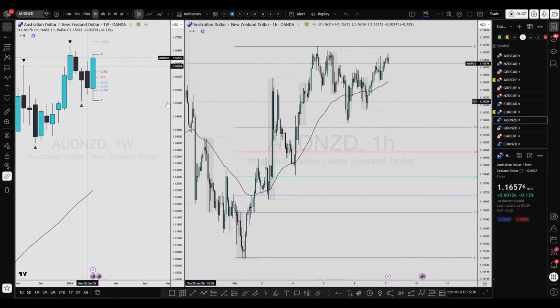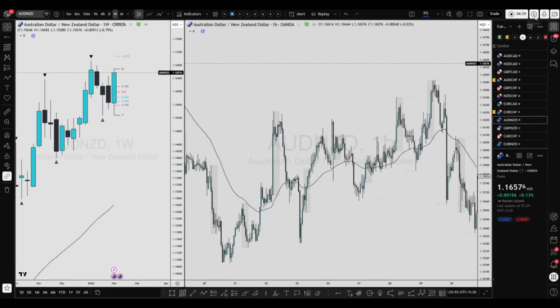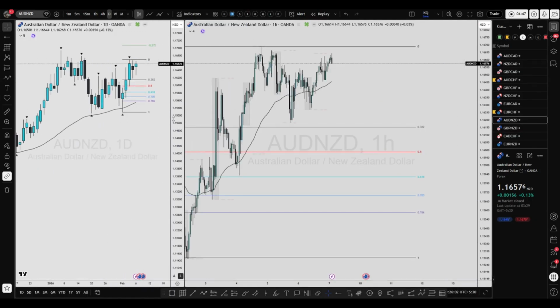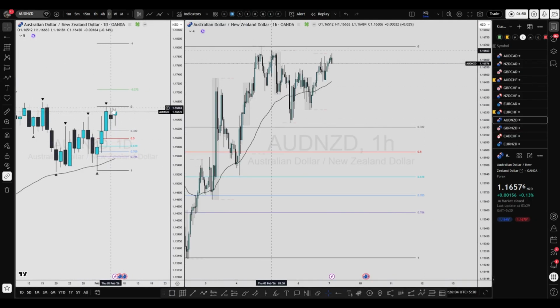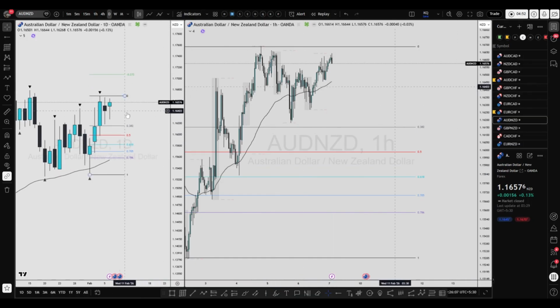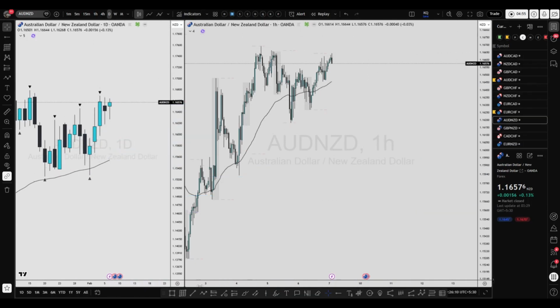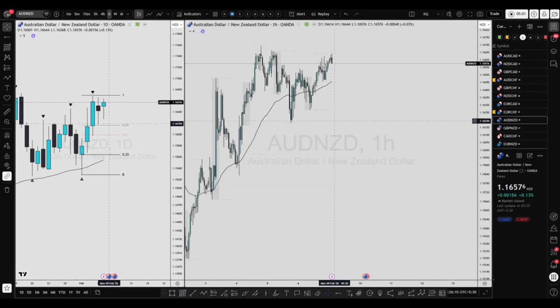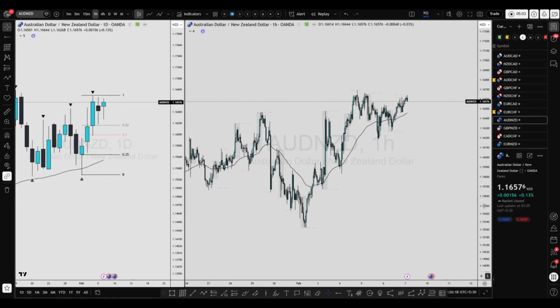Okay, in AUD NZD, this is the last impulsive breakout structure towards upside. We are in daily time frame. This is the last breakout structure upside, and right now we are in premium price. I just want to see price drop below 38.2 at least before I start looking for longs here. AUD NZD, a skip.